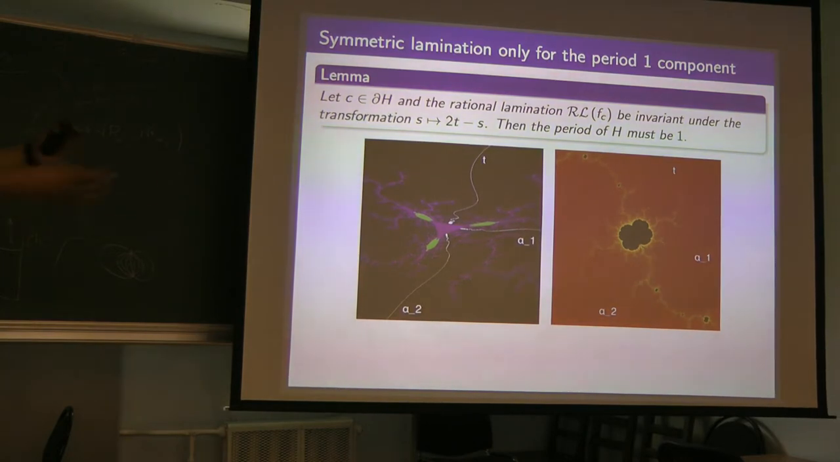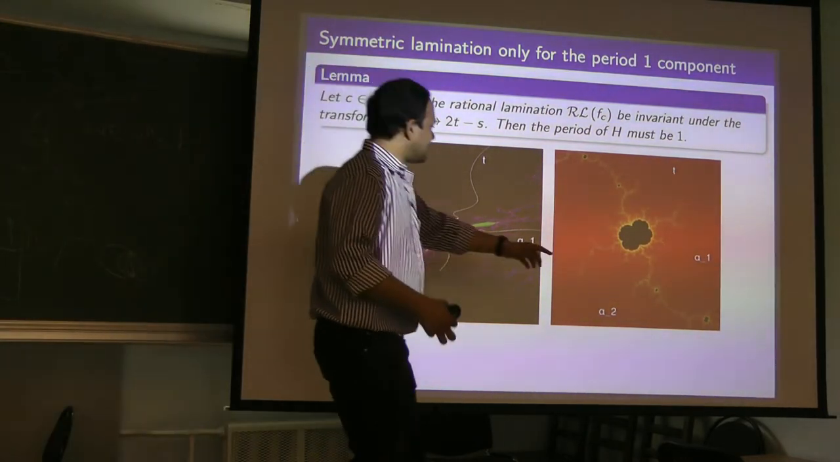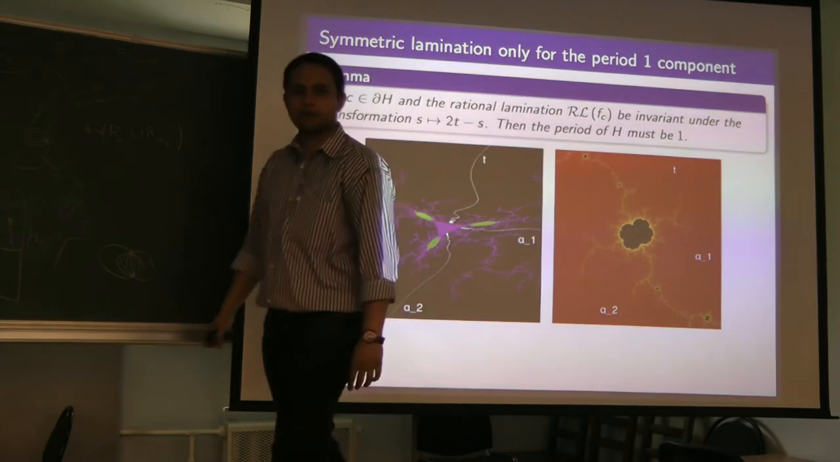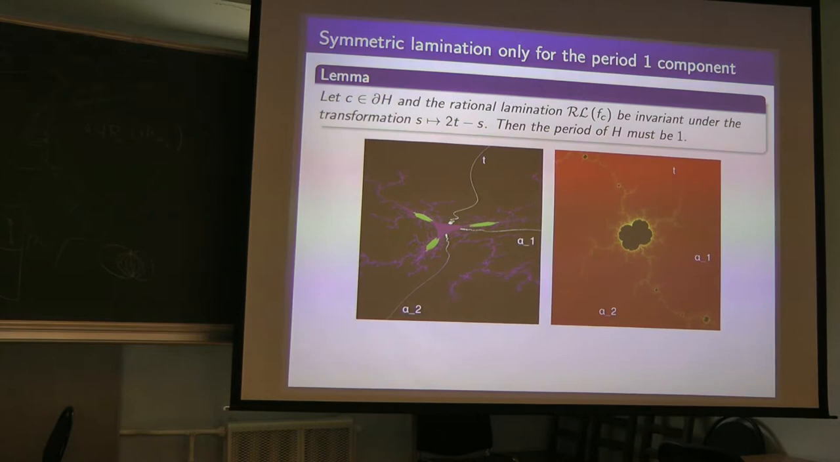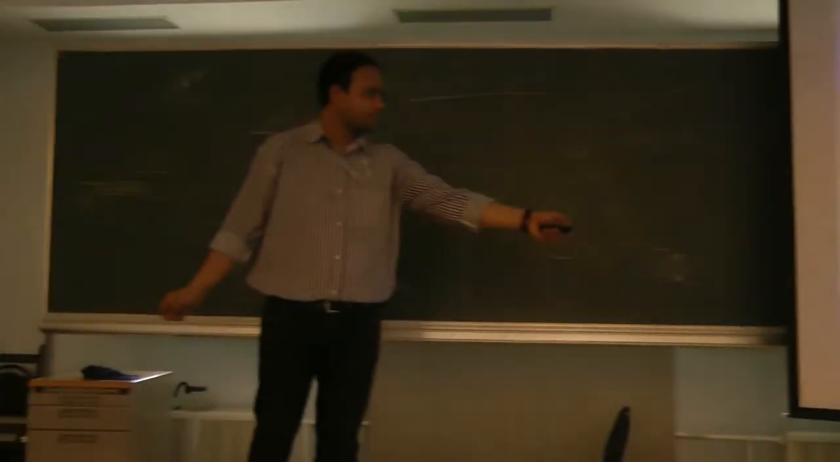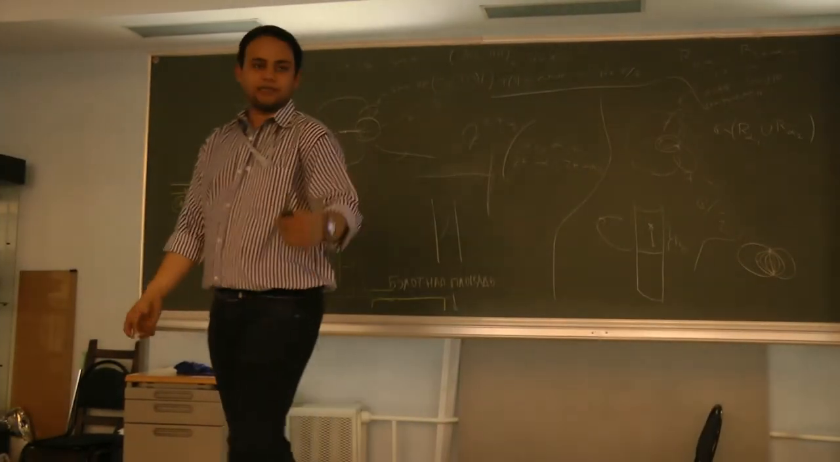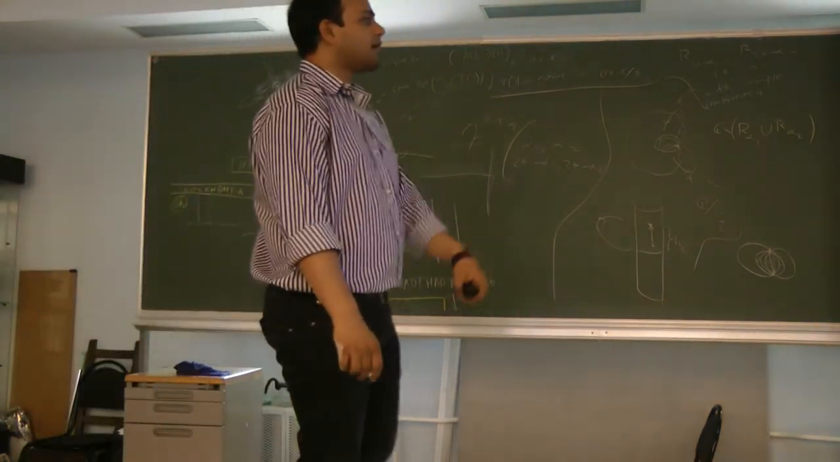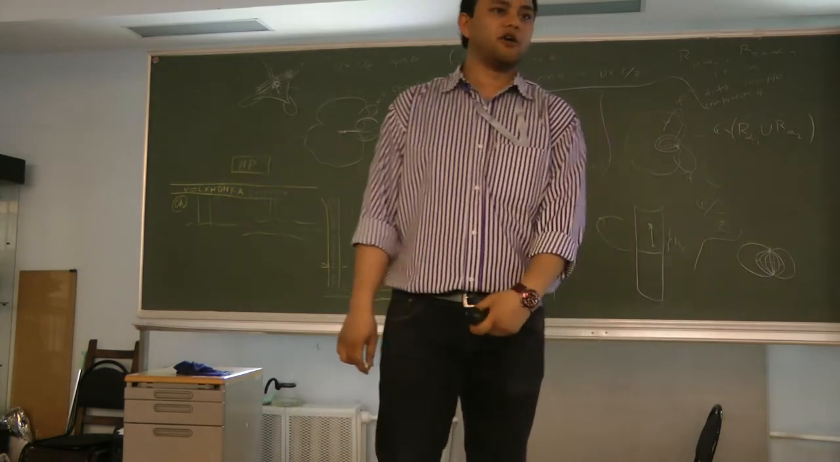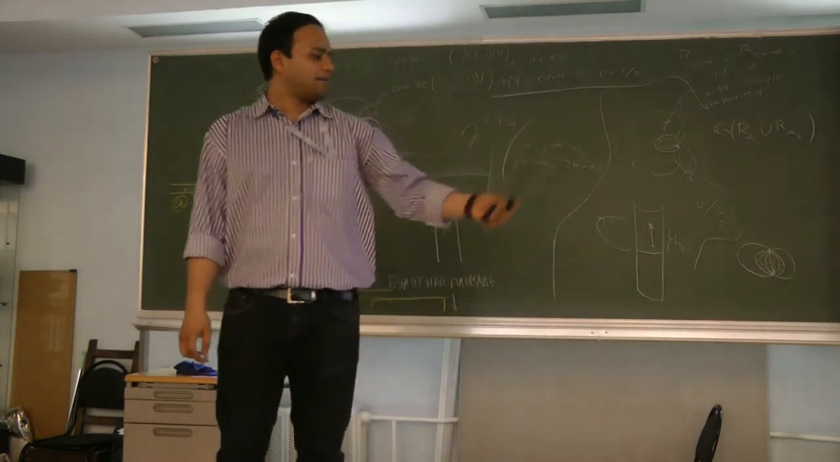If they have to land together, these two complementary components are attached at this point. If they have to land together, they have to land at this point. What that means is that four rays at angles alpha 1, alpha 2, 2t minus alpha 1, and 2t minus alpha 2 all land at that point there. But you can easily show that all these angles are different. None of them are the same. And now you're looking at a biquadratic polynomial. Four rays cannot land.